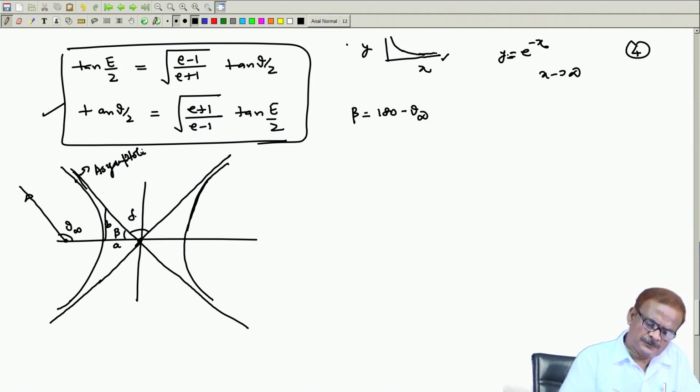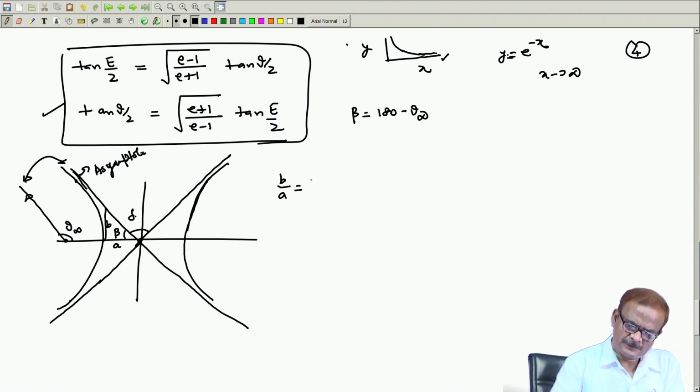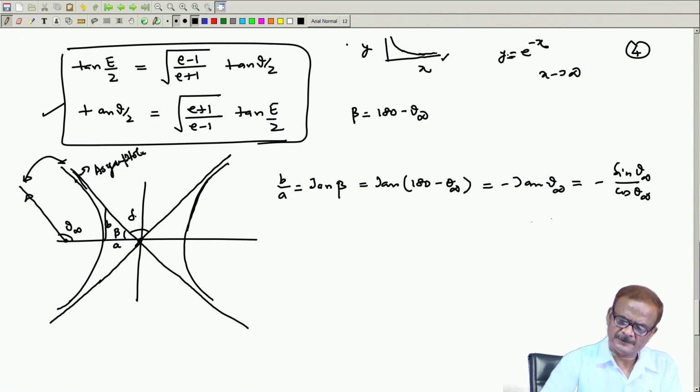This is the asymptote. These two are parallel. So we have b by a equal to tan beta, equal to tan of 180 minus theta infinity, equal to minus tan theta infinity. This we can write as minus sin theta infinity divided by cos theta infinity.